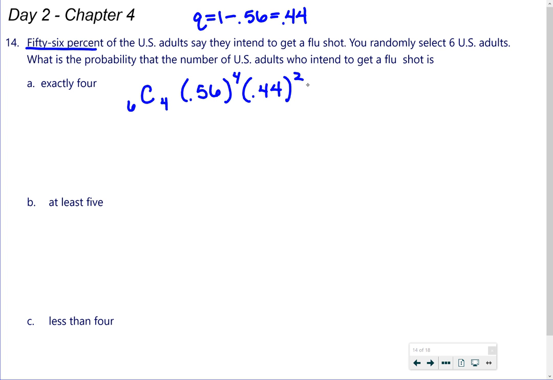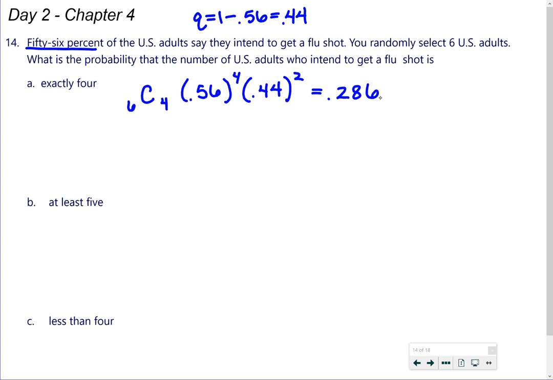And you can just type this whole thing in your calculator then. So I'm going to go ahead and do that on mine real quick. Let's see. 6 choose 4, 0.56 to the 4th, and 0.44 squared. And I get to 3 decimal places 0.286. Sound good?